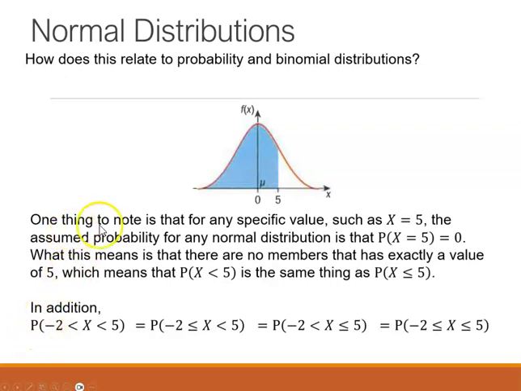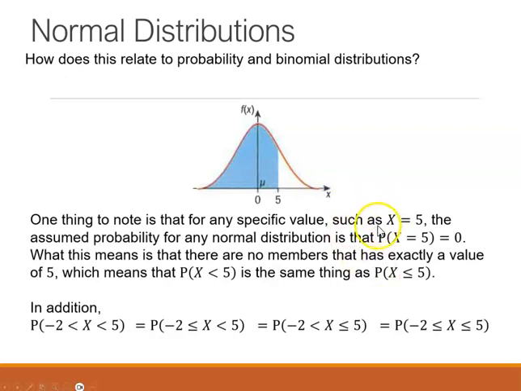So one thing to note, because this curve is continuous, the probability for any normal distribution when x is a fixed value, when x is just equal to 5, is 0. So in a continuous distribution, the probability of x taking on a single value is 0. So the important takeaway for you is, in a continuous distribution, there's no difference between the probability that x is less than 5 and the probability that x is less than or equal to 5.